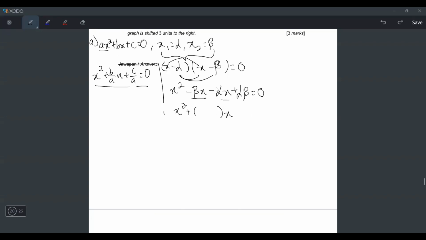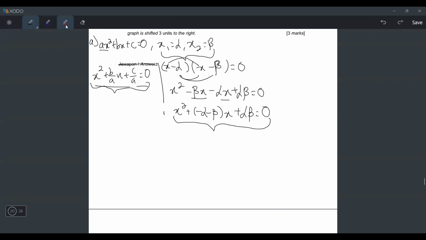So what happens when I take out x from here? You're left with negative alpha. What happens if I take x out from here? It will be negative beta. And then plus alpha beta equals 0. Can you see this equation is in general form, just like this equation is also in general form? And you can compare both equations. They should be the same equation, right?